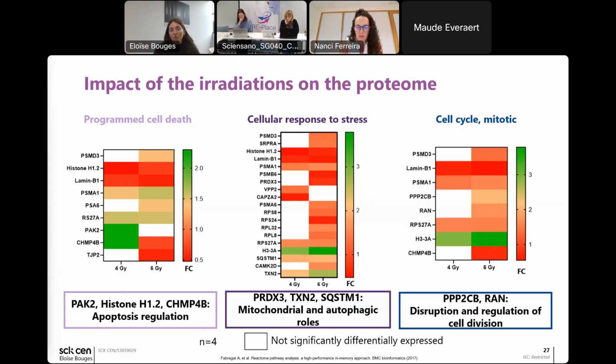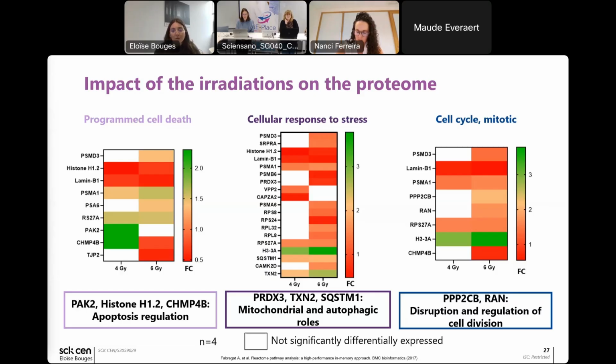At the level of the cellular response to stress, we can see that there are some mitochondrial and autophagic roles being up- and down-regulated that might be a mitigation response to the irradiation. And on the right, you can see the pathway cell cycle mitotic, with what seems to be an emphasis on the disruption and regulation of cell division. This is a very important thing to take into account, as the cell cycle is very crucial for the amount of DNA damage that is going to be present and visible.